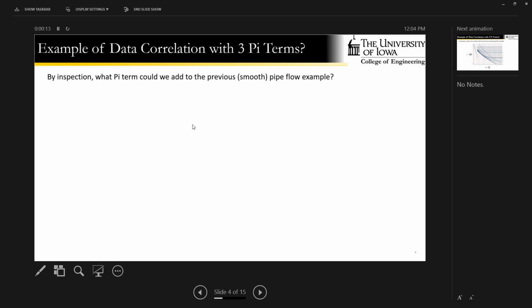We said, right, the assumption was when we were doing the pipe flow example in the preceding lectures that we were dealing with smooth pipe. If we allowed the pipe to be rough with varying degrees of roughness, then basically that adds another pi term that would take the form of epsilon over d, where epsilon is the height of that roughness.